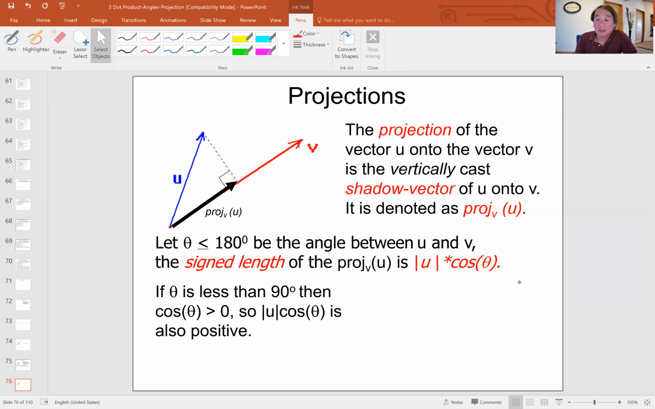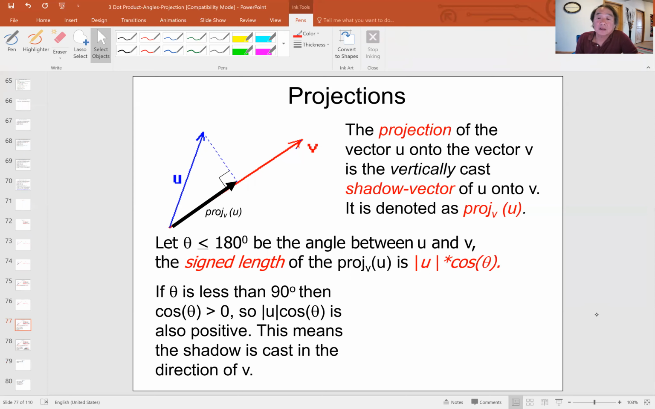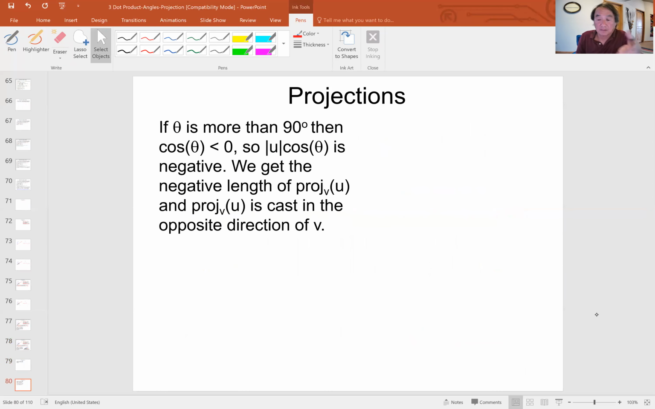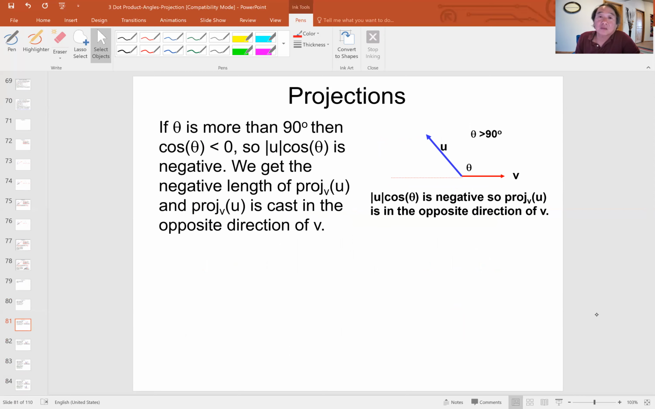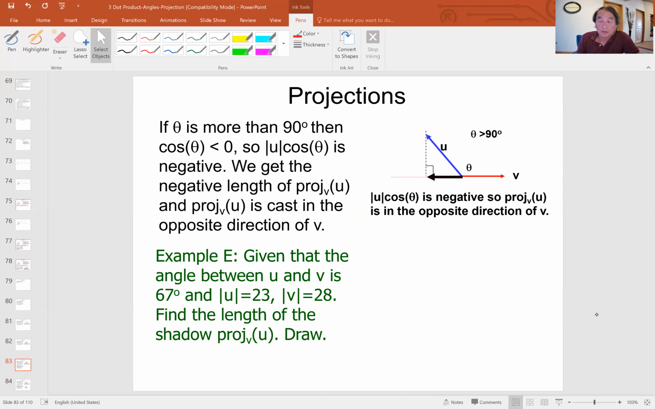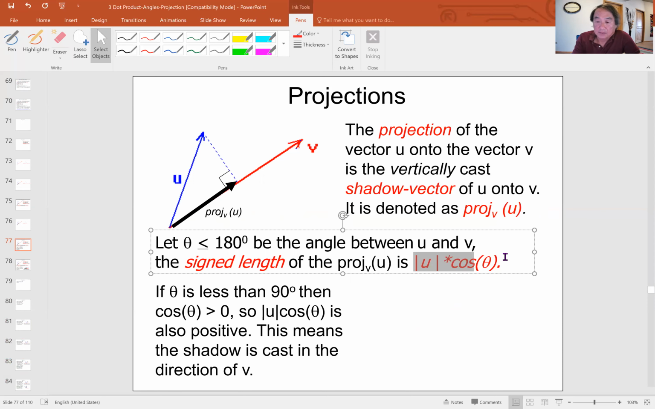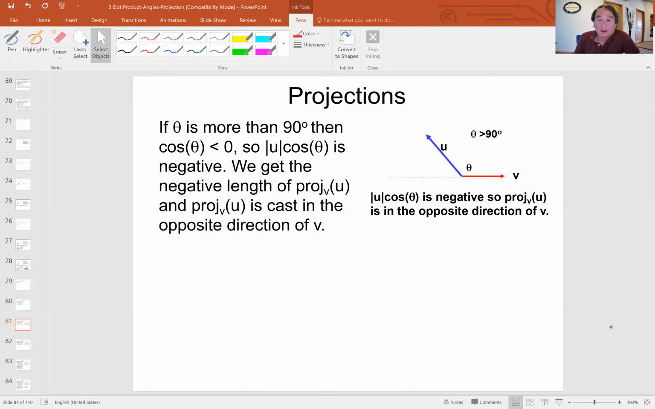When cosine theta is positive, the angle is less than 90 degrees. If cosine theta is negative, then the angle is more than 90 degrees, and the product is going to be negative. So this formula gives us the signed length of the shadow. This formula only gives us the length. This formula right here.